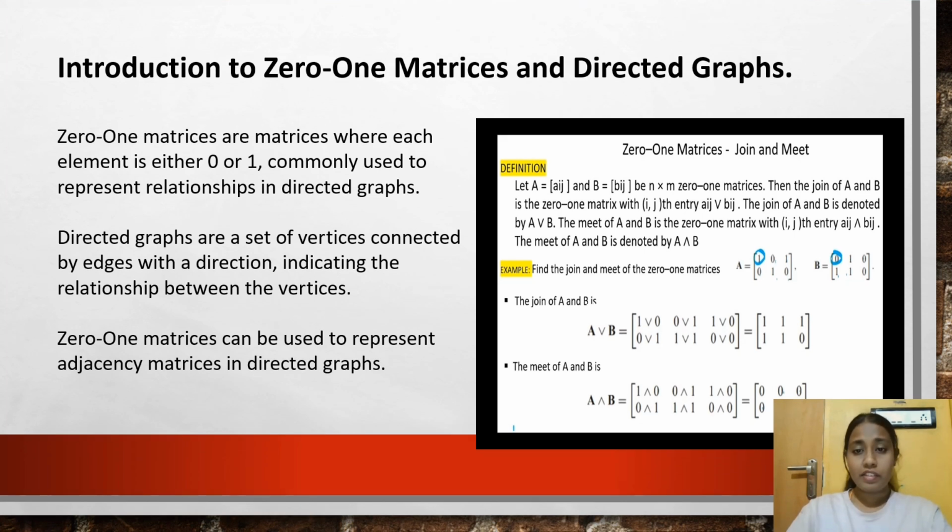Introduction to 0-1 matrices and directed graphs. 0-1 matrices are matrices where each element is either 0 or 1, commonly used to represent relationships in directed graphs. Here's an example of 0-1 matrices where A and B are the 0-1 matrices. A union B and A join B are shown here. The directed graph is a set of vertices connected by the edges with the direction indicating the relationship between the vertices. So directed graphs have the edges with the directions.